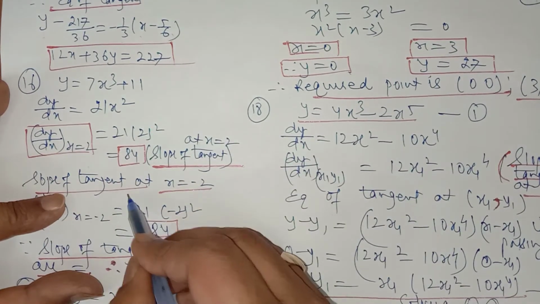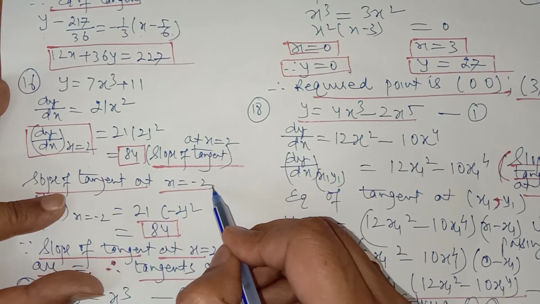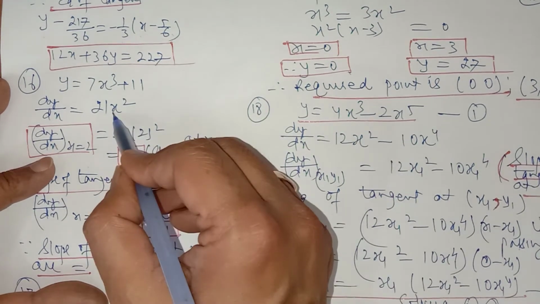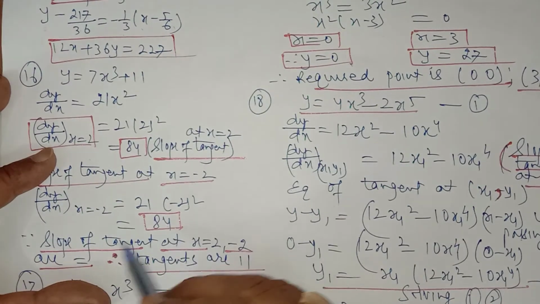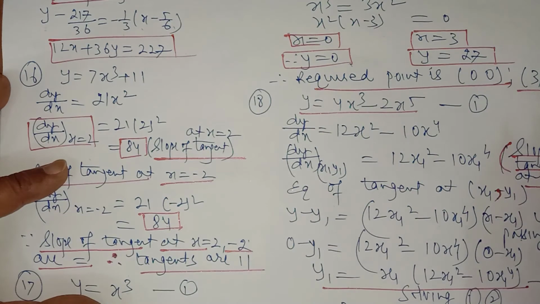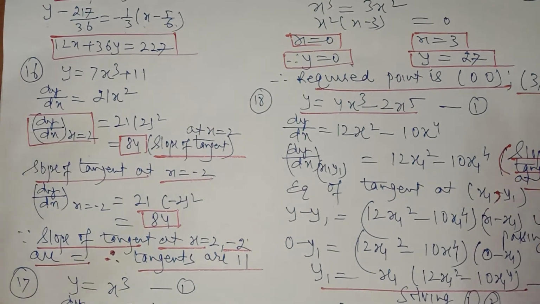Now find the slope of the tangent at the point x equal to minus 2. Replace x by minus 2 here, which is also 84. Because the slopes of the tangent at 2 and minus 2 are the same, therefore the tangents are parallel.